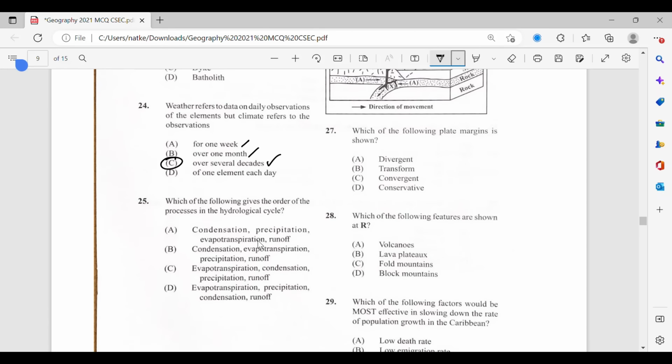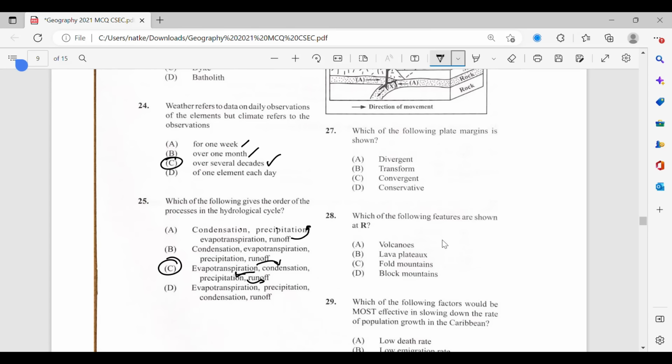Number 25. Which of the following gives the order of the processes in the hydrological cycle? So condensation, precipitation, transpiration, runoff. No, runoff would need to be right after the rainfall, after the precipitation. So condensation, no. Right, evapotranspiration, then that leads to condensation, then it rains, then runoff. So our answer for number 25 would have been letter C.